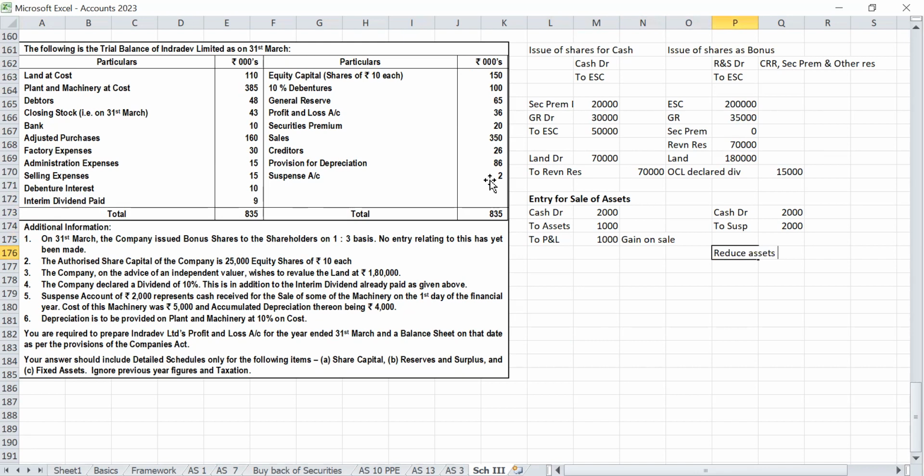Now what should I do? Reduce assets by the asset value. How much? Plant and machinery 3,85,000 at cost. 5,000 we have to reduce. It is a super point. For this, you have to prepare gross block, accumulated depreciation, net block.